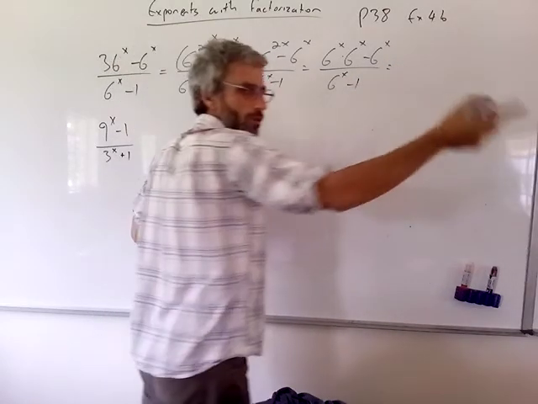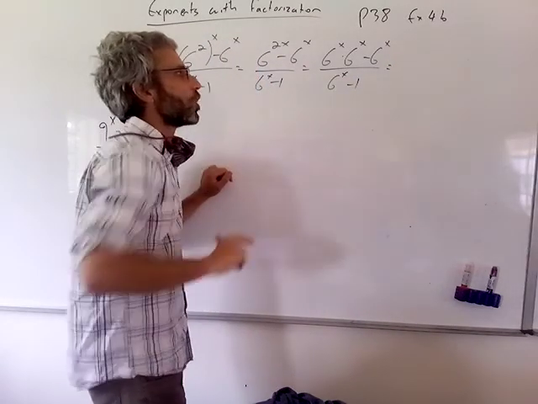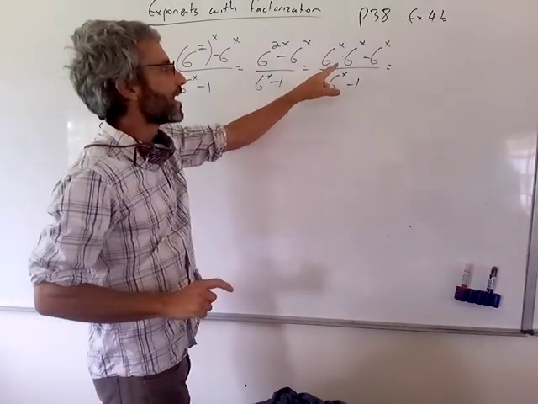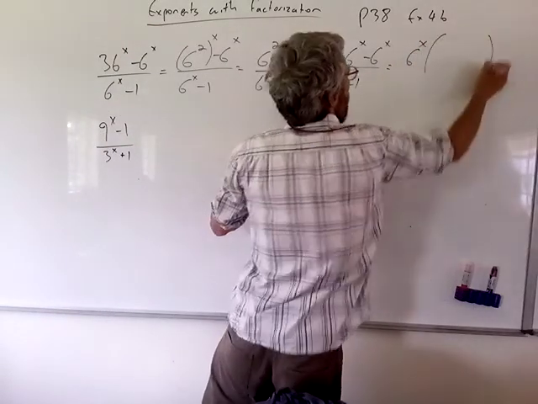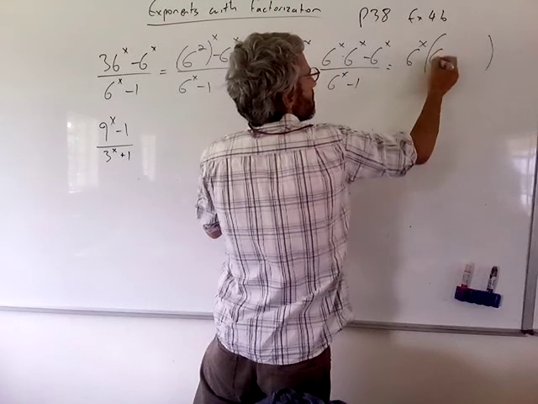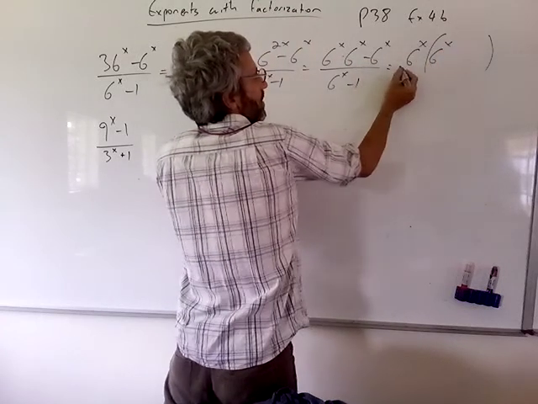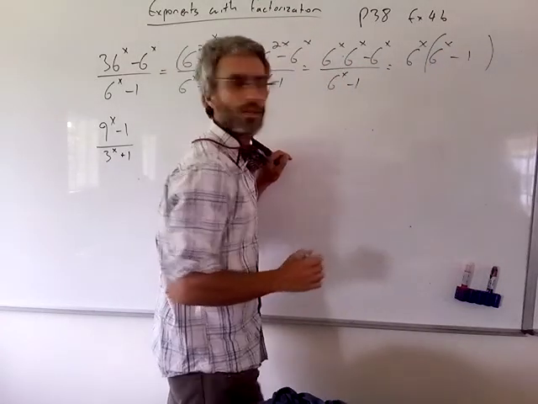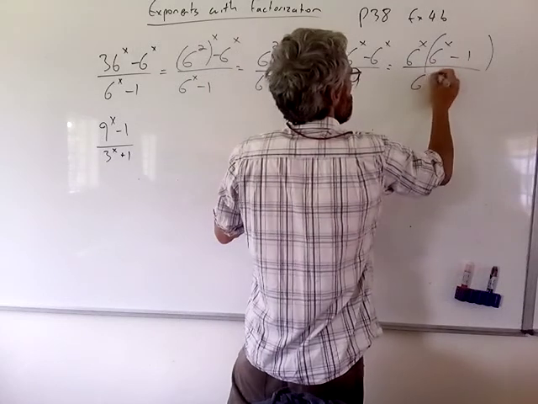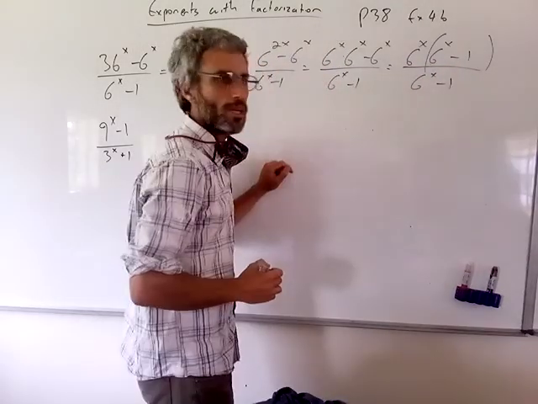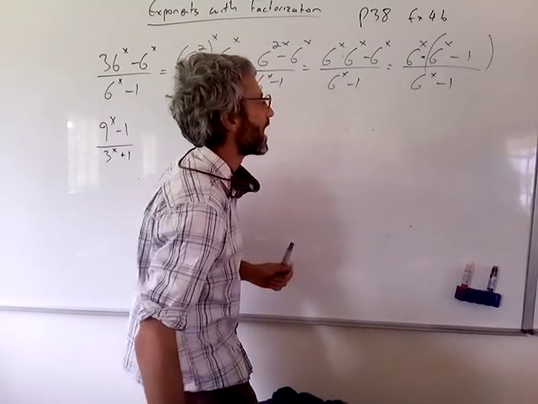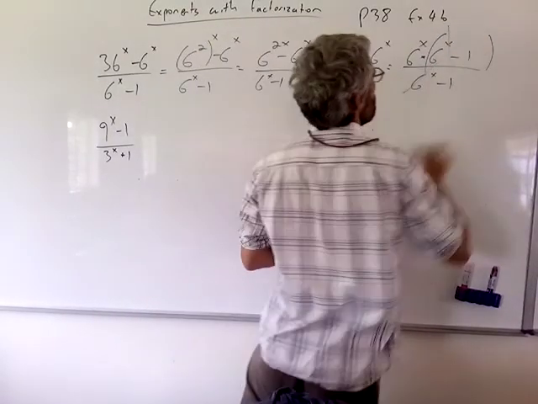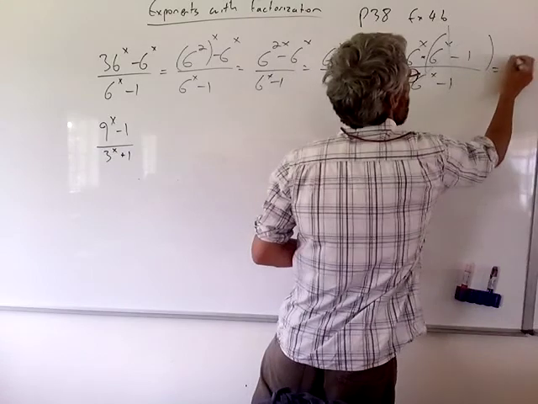Now, like I heard someone say, take a common factor out. What's the common factor? 6 to the power of x. So what will be in the brackets? 6 to the power of x minus 1. And now why is that so good? Because what can we do now? Now we can cross cancel, because I have a multiplication sign. So the answer is 6 to the power of x.